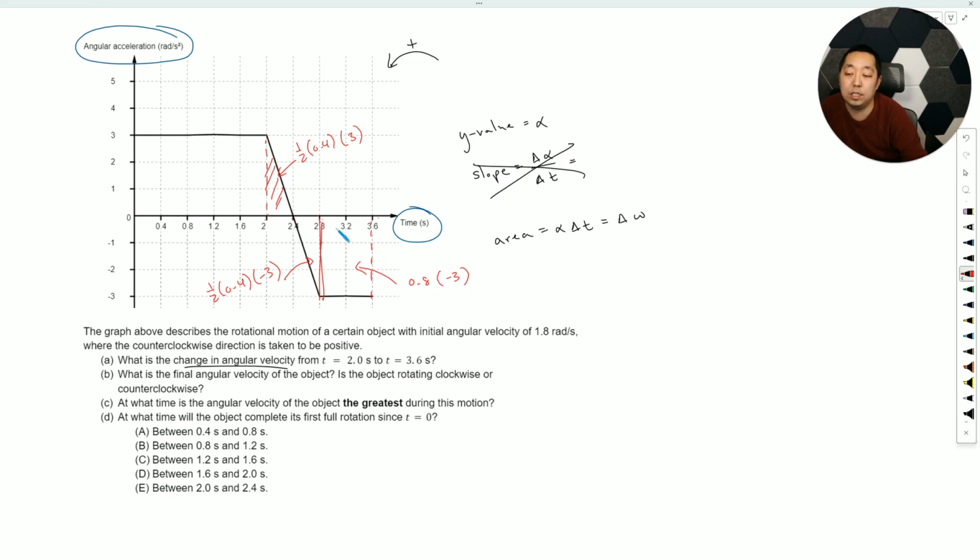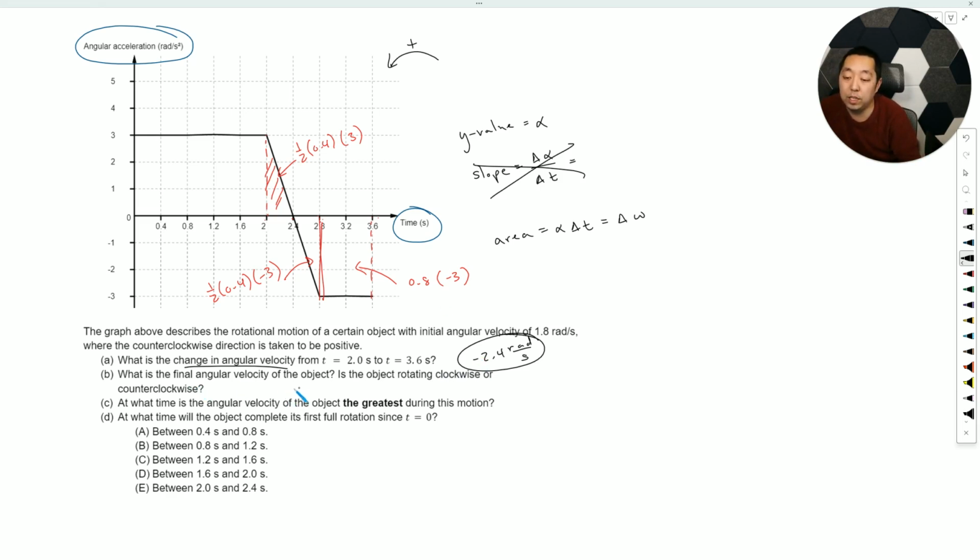So you're going to add all these together. Luckily, these two kind of cancel each other out. So when you add them all up, this plus this plus this, you're going to get -2.4 radians per second. So that means it's going to be clockwise, because it's negative, right?